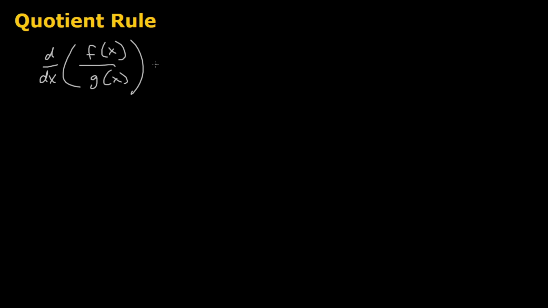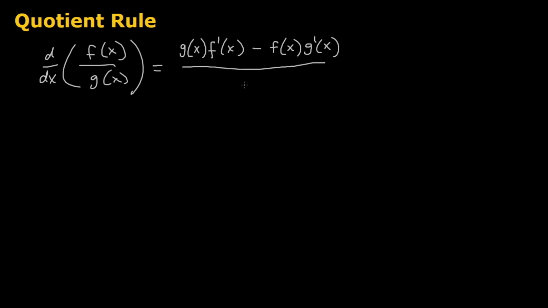And the definition of our quotient rule is going to be the following. So here we have f of x divided by g of x. It's going to be g of x times f prime of x, minus f of x times g prime of x, all over g of x squared. Okay, so that looks kind of like a mess. Luckily, I do have a mnemonic for this one, similar to the product rule.